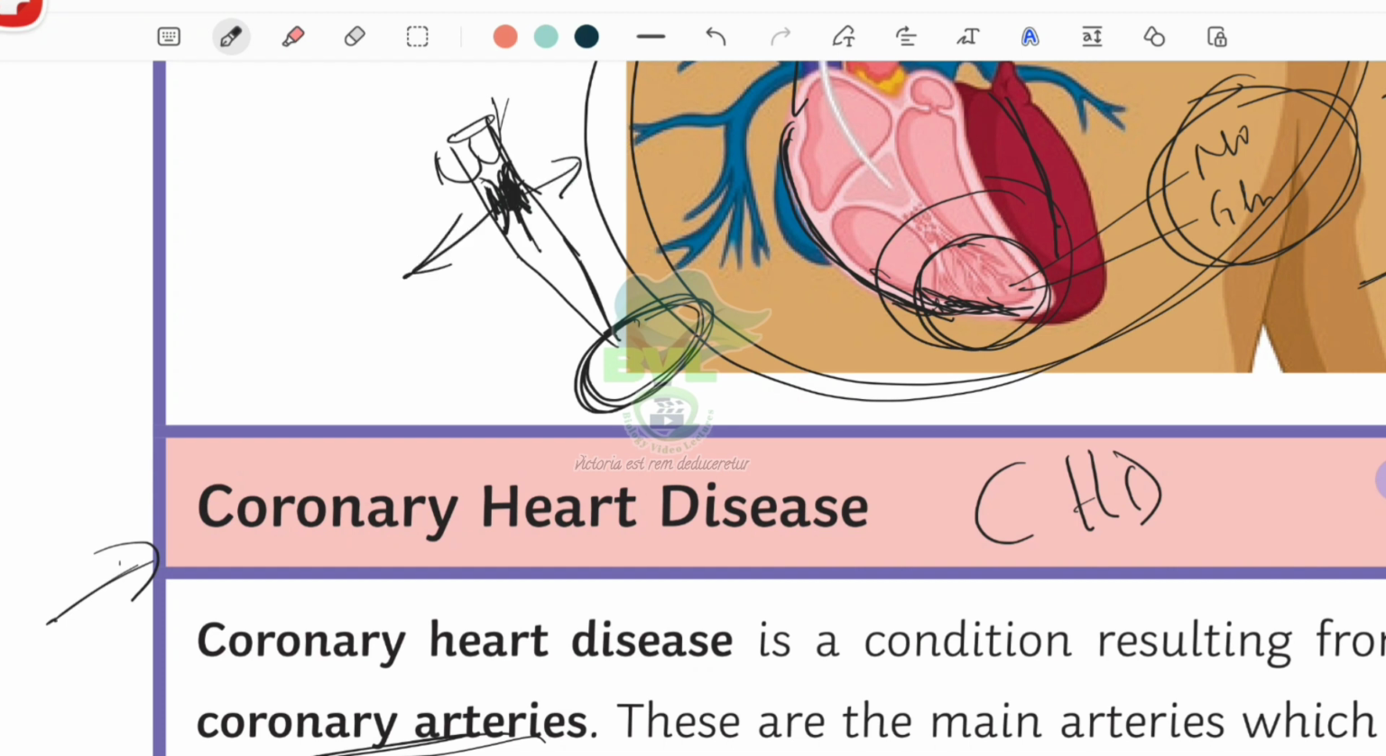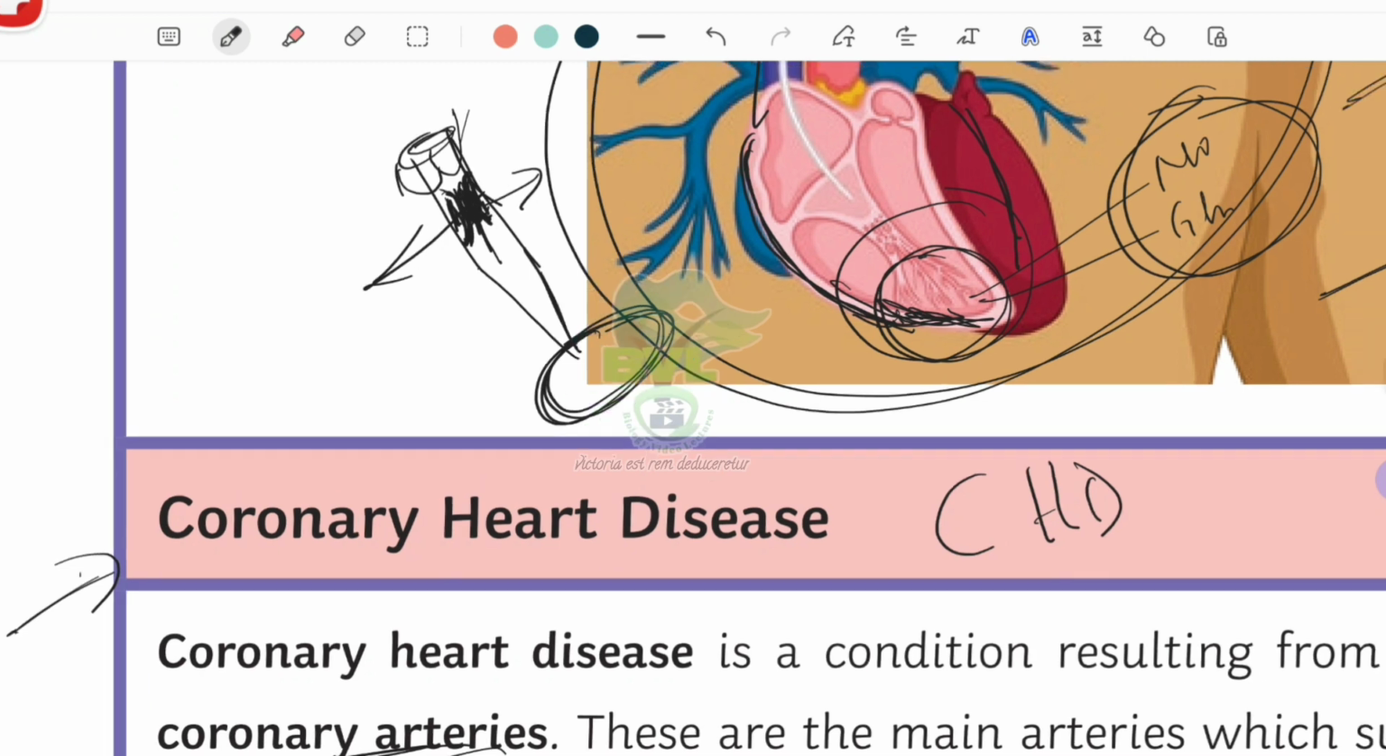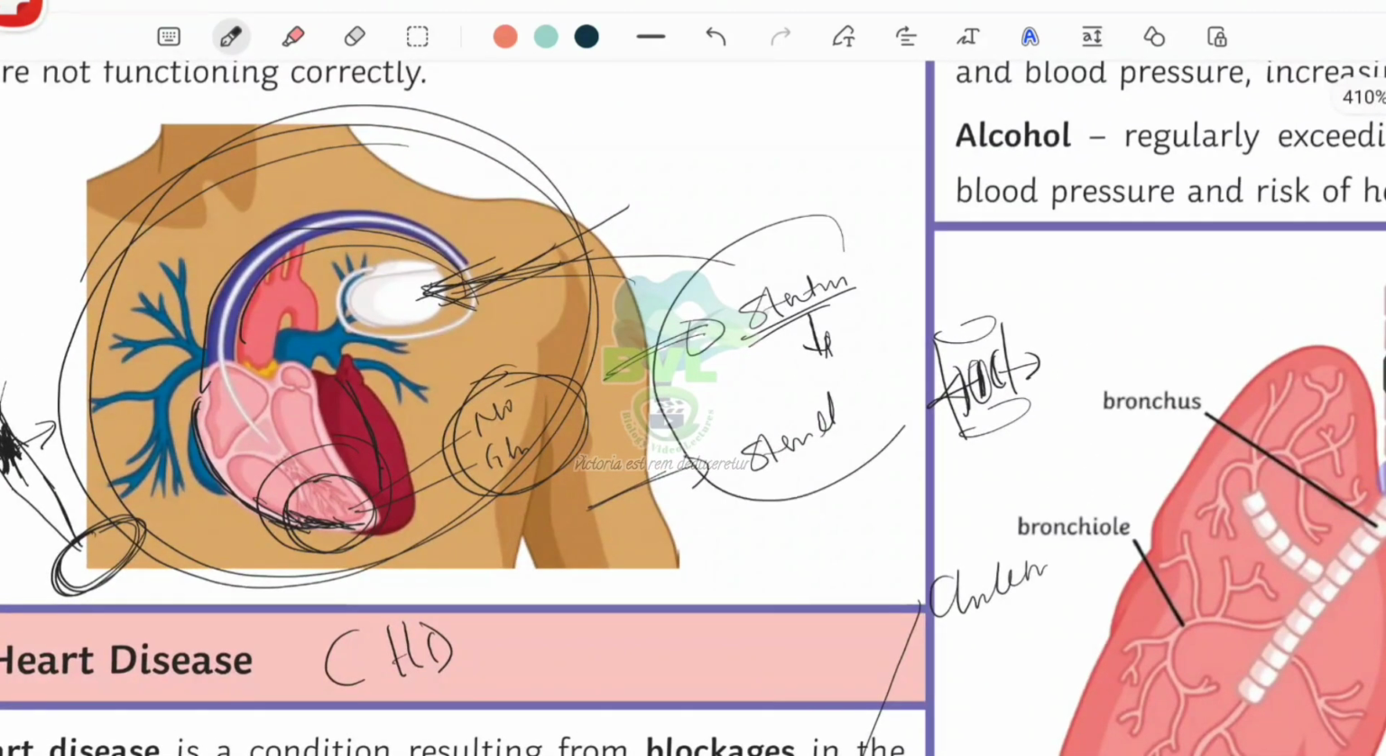Okay, I think I also have a video on that or not, but just know a stent is a metallic structure put into the wall of the coronary artery to expand it since it has been blocked already. Okay, so these are the two treatments you have for CHD.